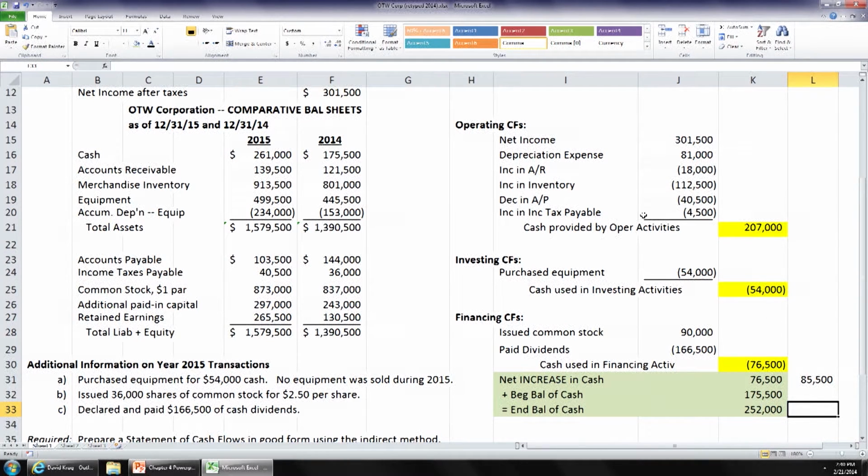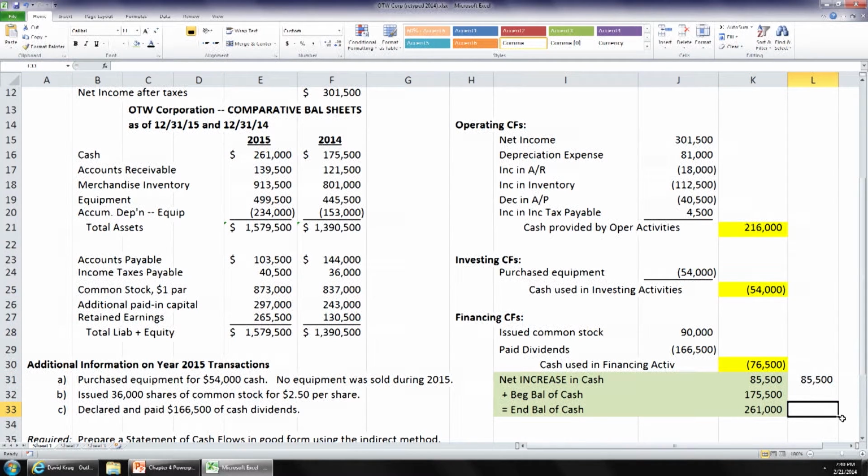Oh, what am I thinking? An increase in income tax payable. We add that. Oops, almost did the same mistake. And now we're happy, right? Those equal. Do you understand the power of what I just showed you?